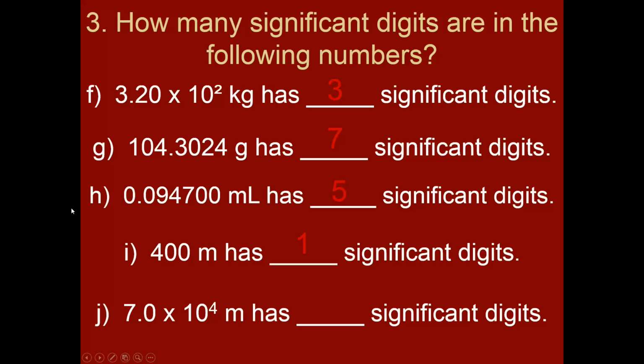And probably the trickiest. 7.0 times 10 to the 4th. What do you think this one has? This is the trickiest. I highly recommend that you notice number 1, there's a decimal place. Number 2, if you expand this out, there's actually 4 terminating zeros. So this actually has 5 significant digits. J is probably the hardest problem there is as far as this goes. Okay?